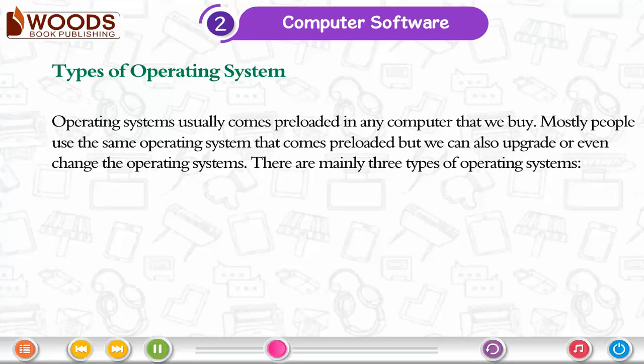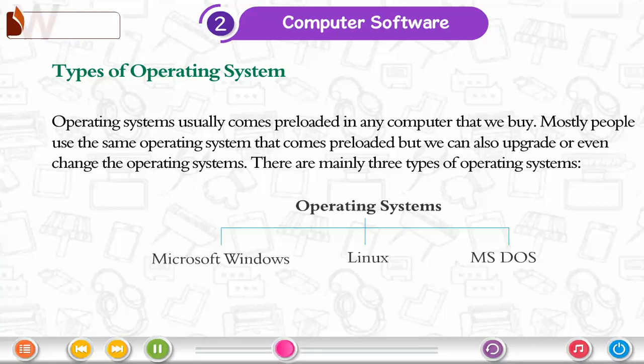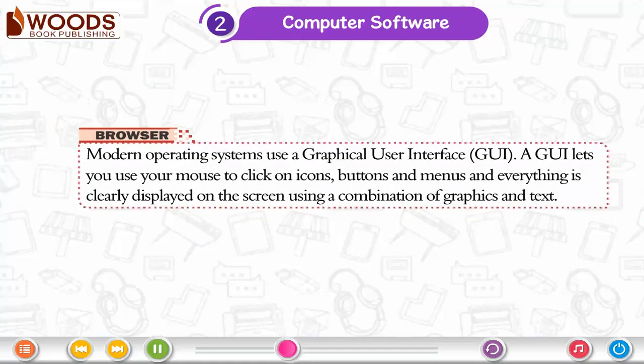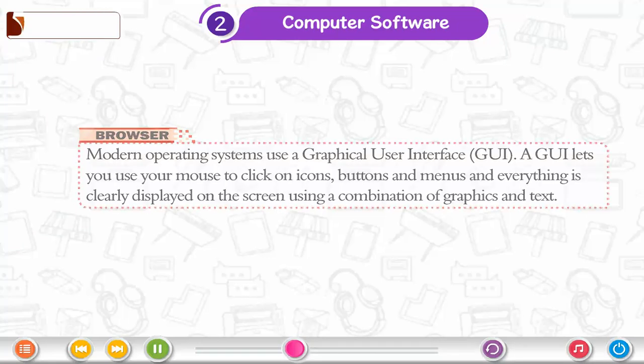Types of operating system. Operating systems usually come preloaded in any computer that we buy. Mostly people use the same operating system that comes preloaded, but we can also upgrade or even change the operating system. There are mainly 3 types of operating systems: Microsoft Windows, Linux, MS-DOS. Modern operating systems use a graphical user interface, GUI. A GUI lets you use your mouse to click on icons, buttons, and menus, and everything is clearly displayed on the screen using a combination of graphics and text.